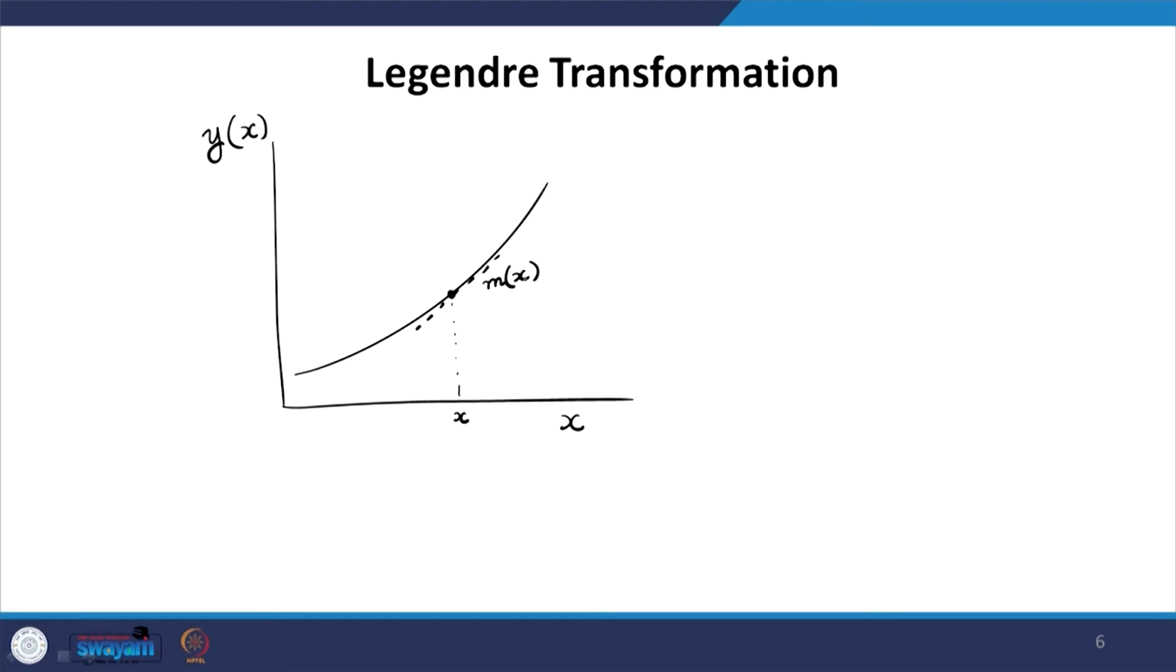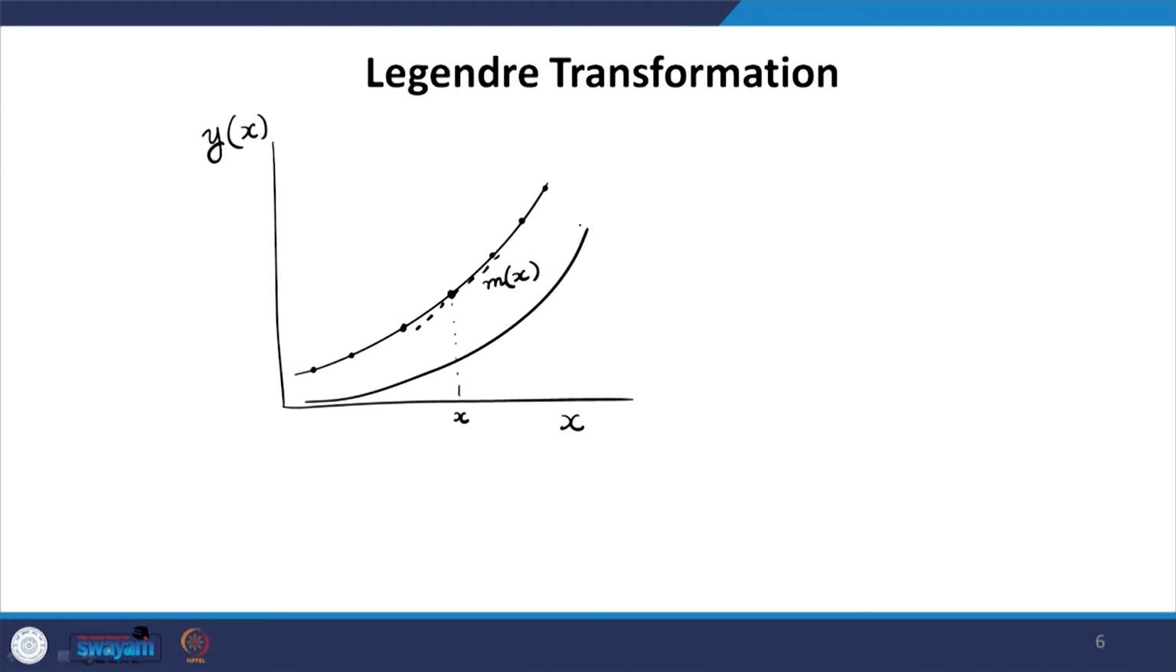So, instead of writing y(x), I can write in terms of m(x). So, if I know the slope at every point, I can hope to reconstruct the entire curve without knowing the function y itself. However, there is a small catch, and the catch is that for this particular slope, you can actually have a family of curves which are parallel to this particular curve. So, for example, all these curves will have the same value of m at this particular value of x if they are parallel to each other, right.